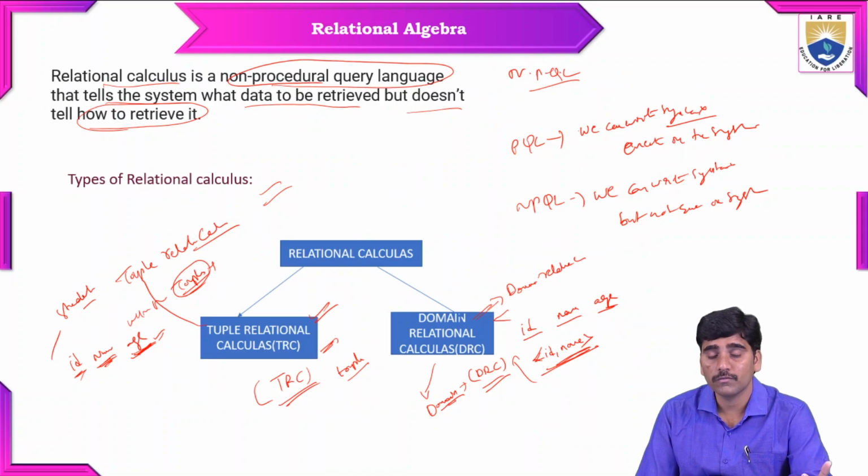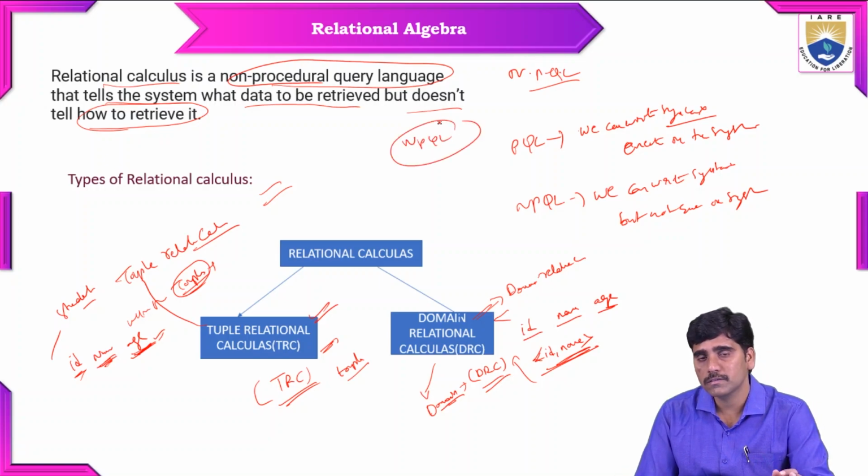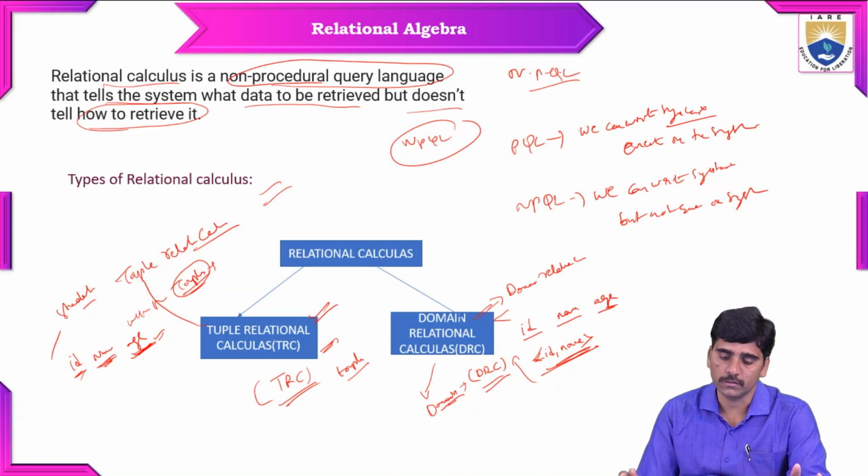So what is meant by relational calculus? It is a non-procedural query language that tells the system what data to be retrieved, but it does not tell how to retrieve it. That means directly it writes the syntax, but it cannot be executed. There are two types of relational calculus.